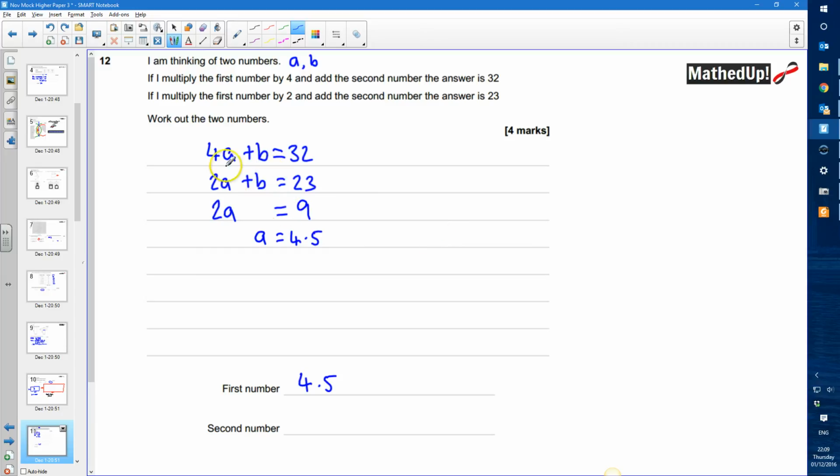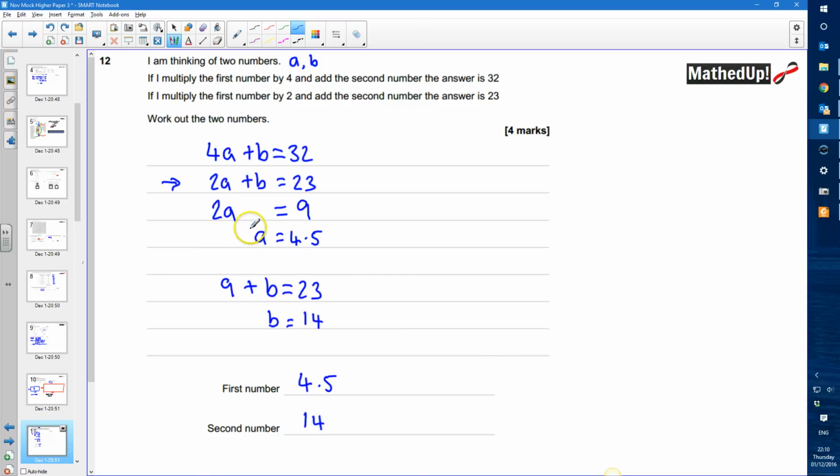Now I can use either this equation or this equation to work out what B is. So if A is 4.5, 2A is going to be 9, so I'm using this equation here. 2A is going to be 9 plus B, which we don't yet know, is equal to 23, which means B is going to be 23 take away 9, which is going to be 14. My second number is 14.